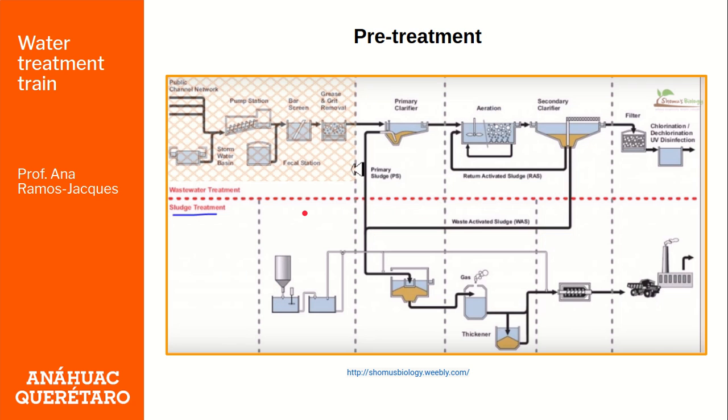You can see here a chart that shows the stages of wastewater treatment. We have it here: pre-treatment, primary, secondary, and tertiary treatment. You have the entry in here. It could be a public channel network, and then it is pumped through a bar screen, and then to the grease and grit removal.